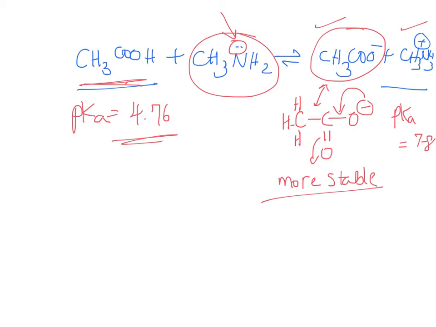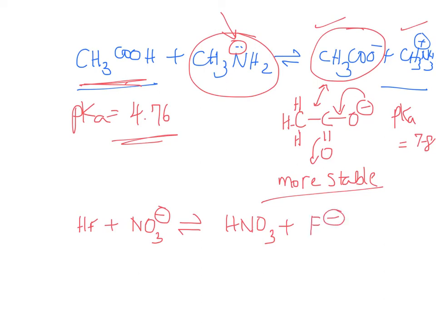Okay, let's try another one. Let's say you have HF, which is reacted with NO3 negative, and that gives you HNO3 and F negative.